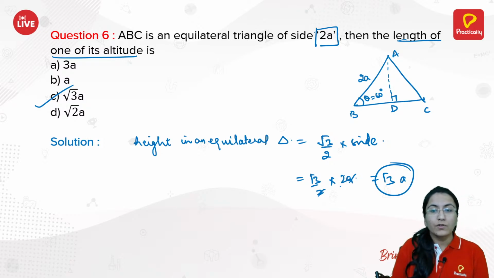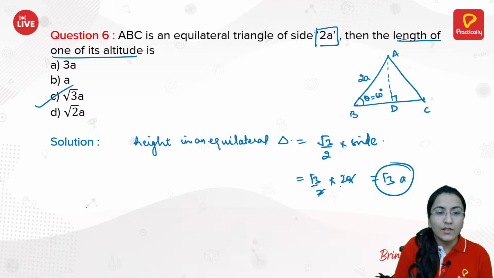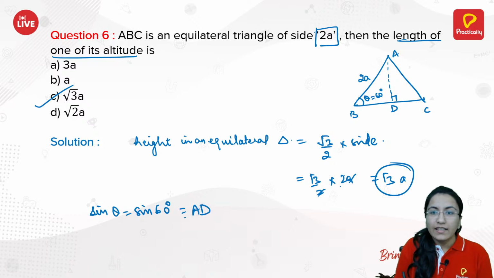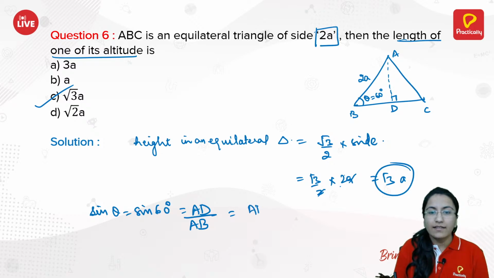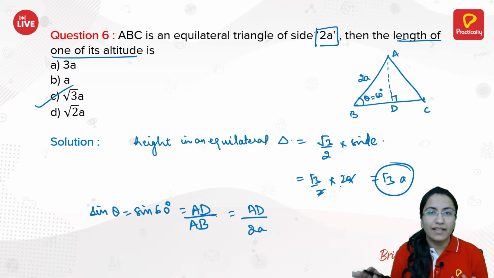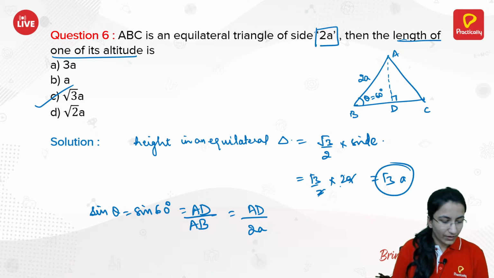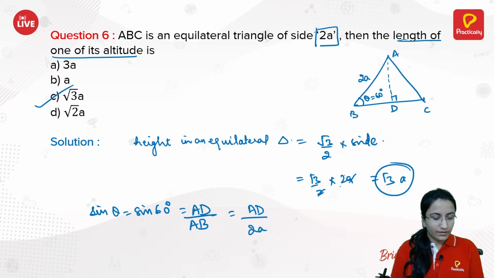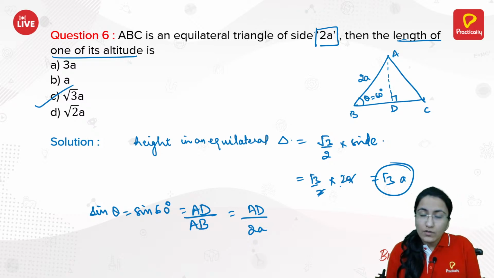And those who don't know the direct formula and can't recall it, I have told you to use sine theta, that is sine 60 degrees. That means AD by AB equals, AD is the height which you need to find and AB is 2a. So you will get the same thing from here. Okay, so you are asking me if you can use the Pythagoras theorem also. Yes, you can use the Pythagoras theorem.